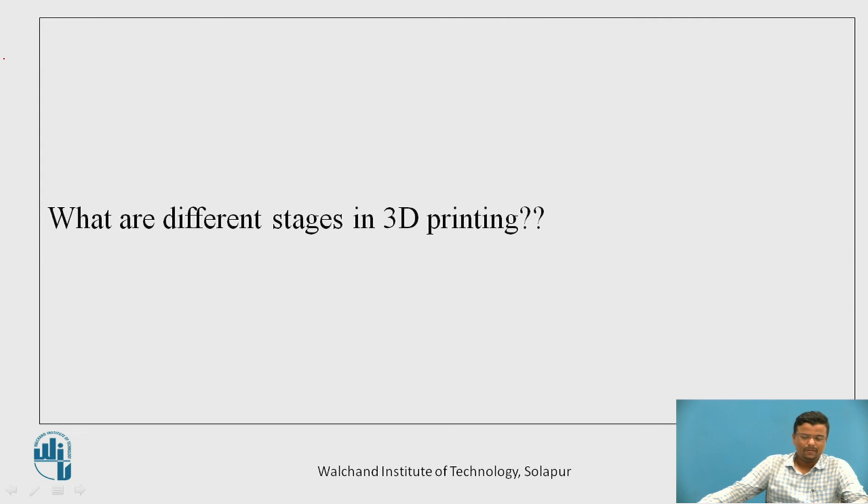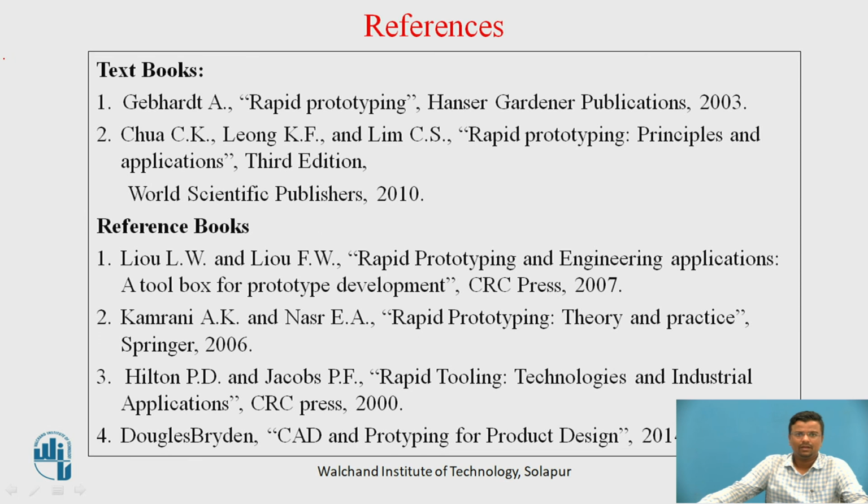This is the question. Just think about this. What are the different stages in 3D printing? Already we have discussed. Mainly there are three stages: pre-processing, processing and post-processing. These are the references. Thank you.